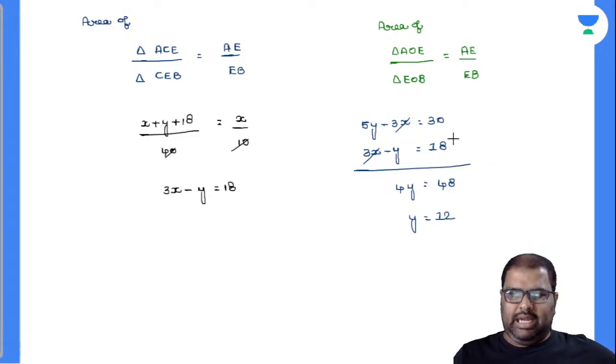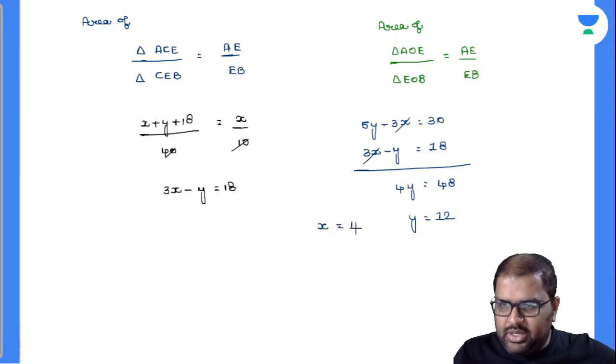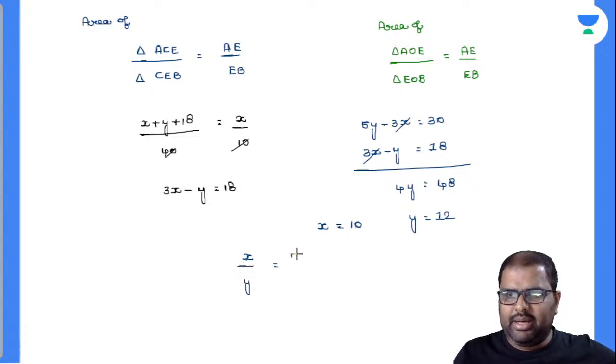30. Am I right or wrong? So my x value will be how much? 10. So my x by y value is nothing but how much? Is it 5 by 6? Yes, I got the same answer there.